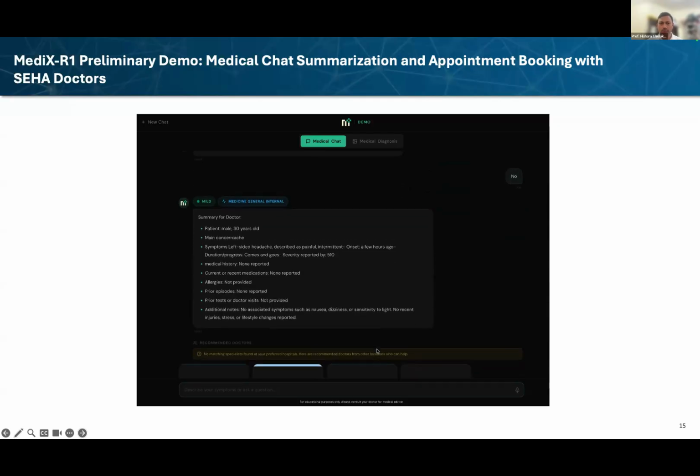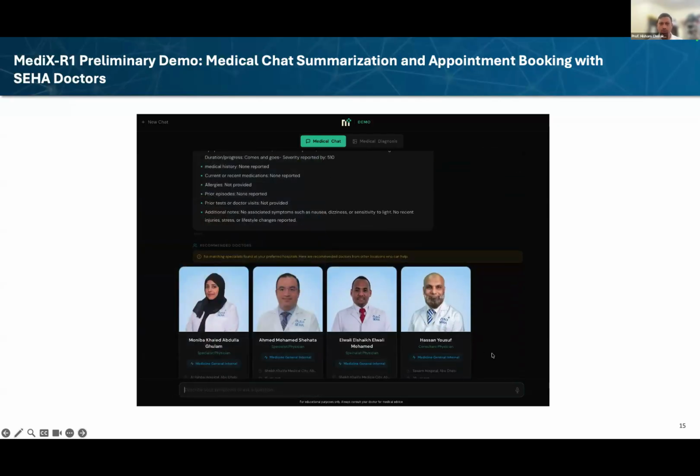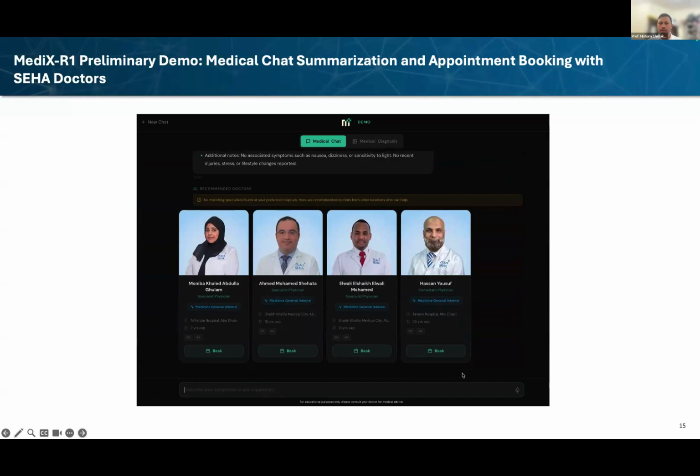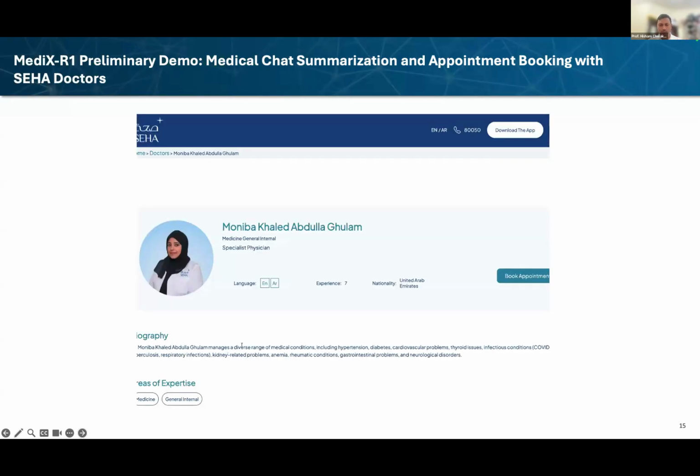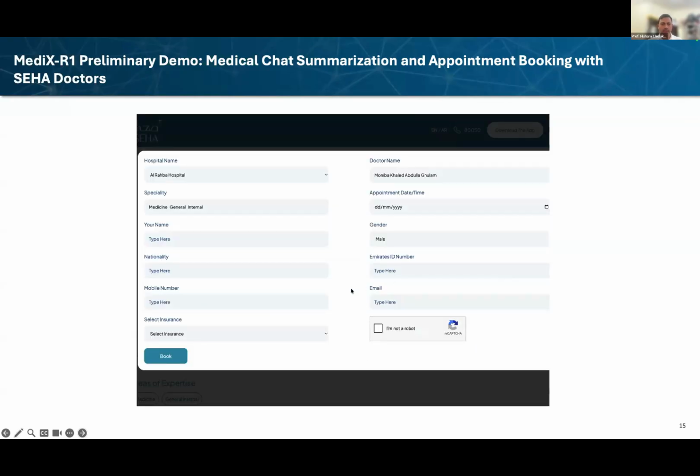So here is a preliminary demo we prepared for the Seha doctors, using a small database of Seha doctors we got from the internet. And you can see, first step, the model summarizes the issues, then identifies the doctor who has a closer specialty, and then helps in booking the appointment.